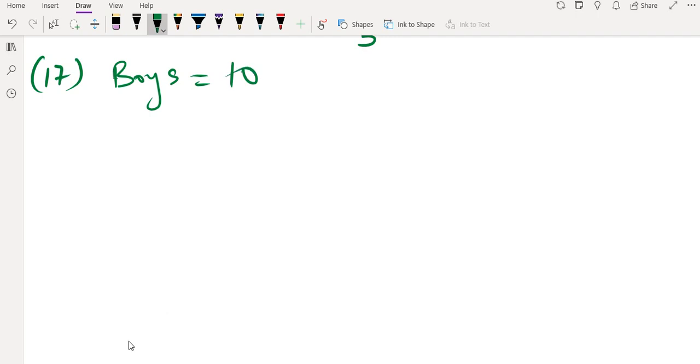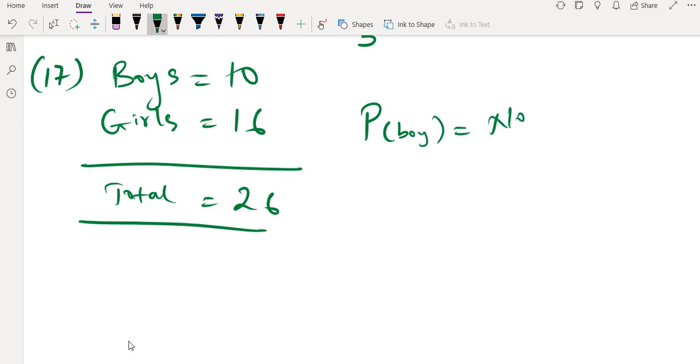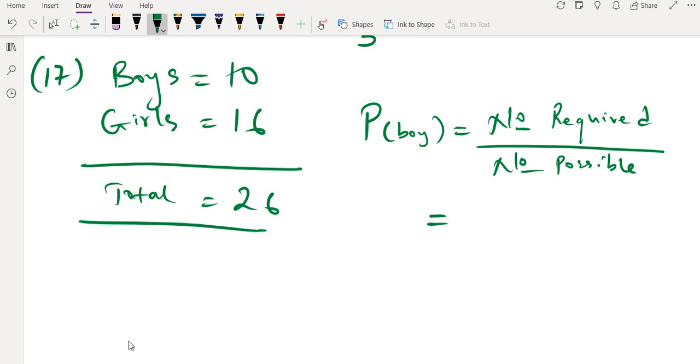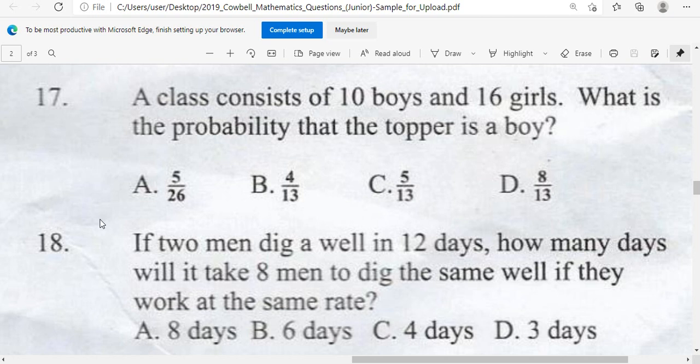Boys, how many? 10. Girls, 16. Total, 26. So the probability that the topper is a boy is number of what over number of possible outcomes. Number of required outcomes is what? 10, because there are 10 boys. Possible outcomes, 26. Next question, right.